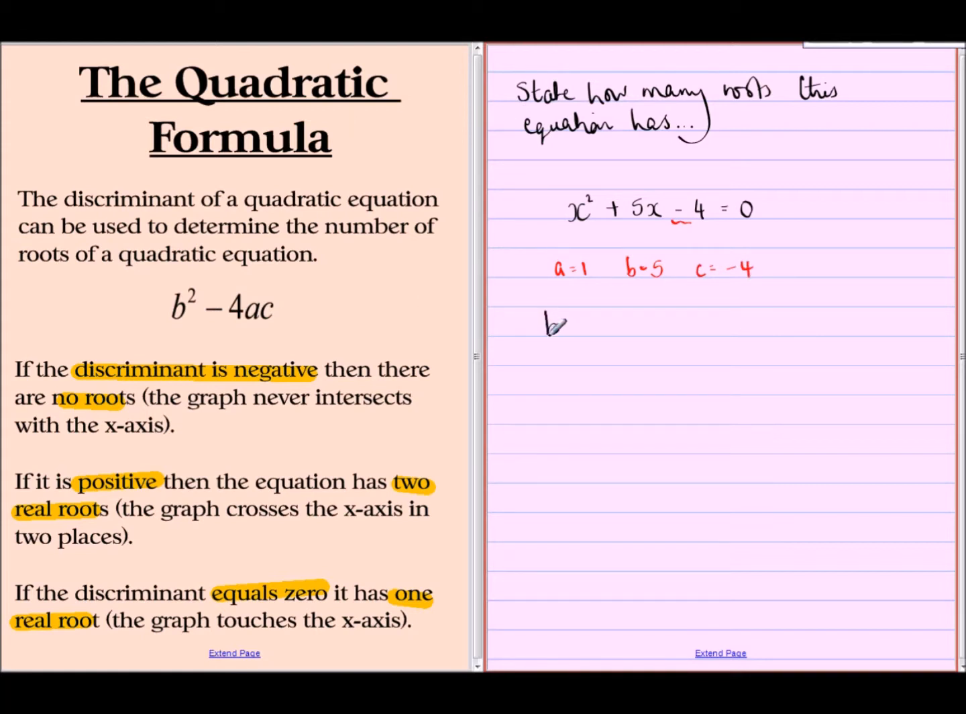So when we're looking at b squared minus 4ac, we're looking at 5 squared minus 4 times 1 times minus 4. 5 squared is 25, minus 4 times 1 times minus 4 is positive 16. So the answer is 41. The discriminant, 41, is bigger than 0, therefore it is positive. And if it's positive, then that equation has two real roots.